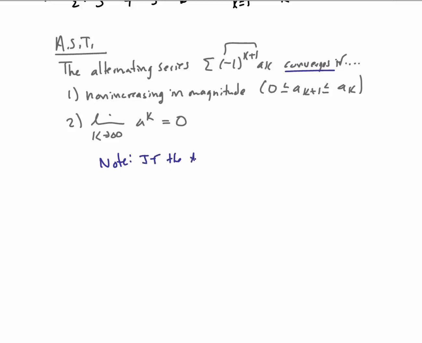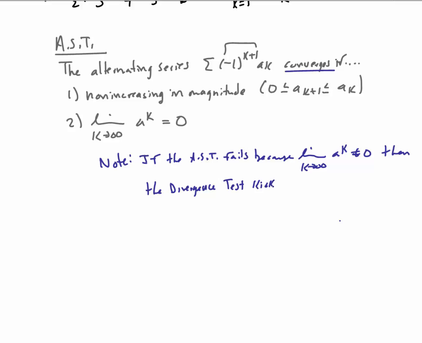If the alternating series test fails because of basically number 2 here, because the limit as k approaches infinity of a sub k does not equal 0, and this should look kind of familiar for you right now, then the divergence test succeeds. Because remember, the divergence test said take the limit, and if we get the limit of the terms not going towards 0, then what we can say is the series diverges, and so that's what we're going to say here. Then the divergence test kicks in, and the alternating series diverges.